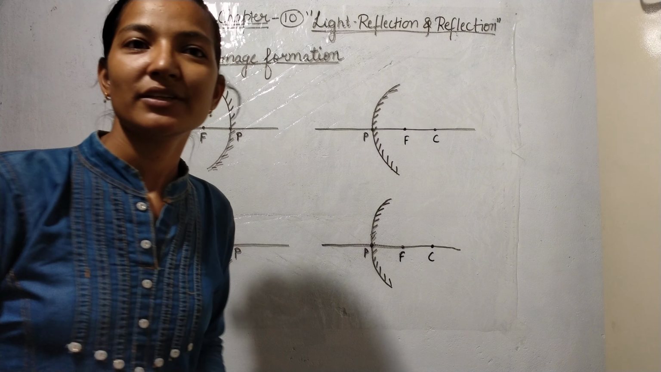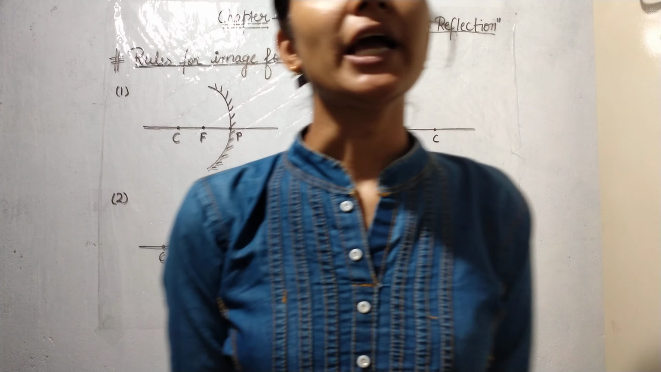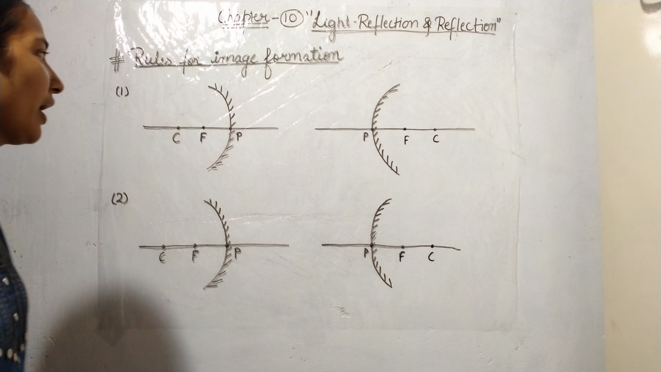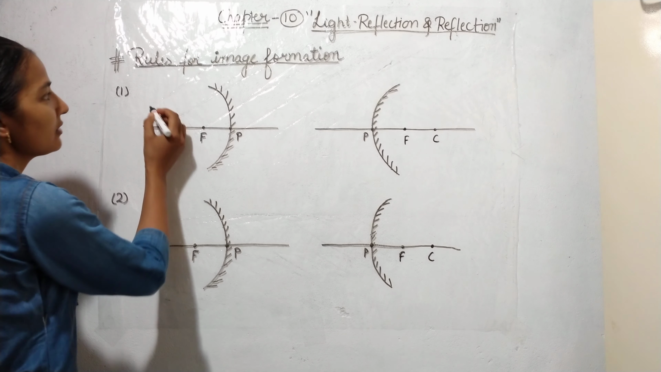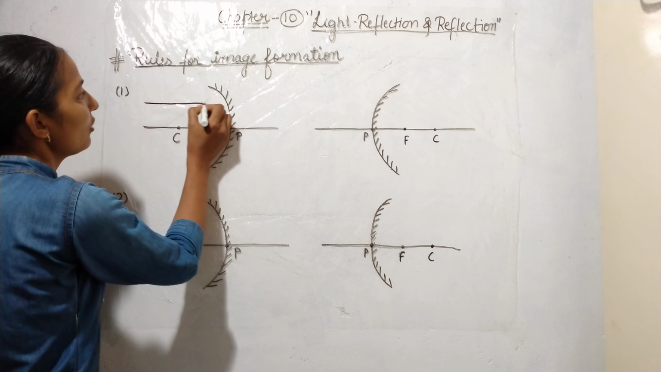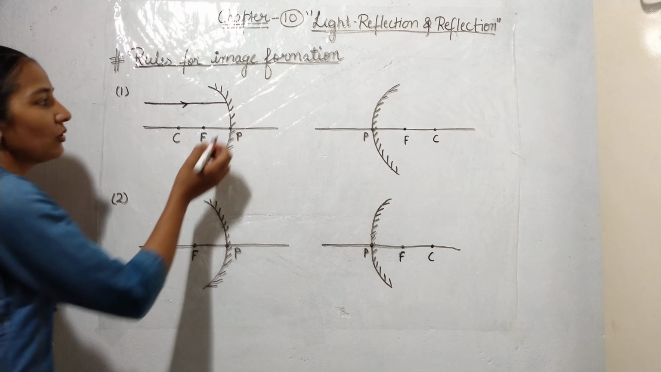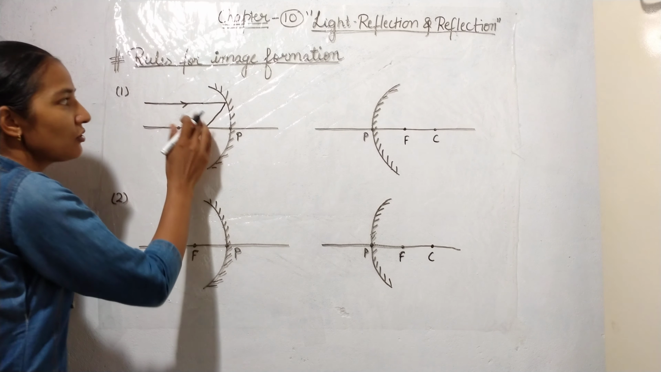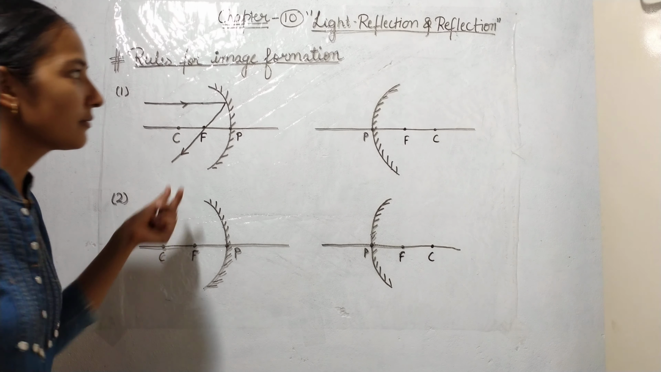Hello students, today we are going to discuss the different types of rules for the formation of images by mirrors. Okay, so we are going to start with the rules. The first rule is, if any ray is parallel to the principal axis, then it will pass through the focus after reflection from the mirror. Just after the reflection, the ray will pass through the focus.